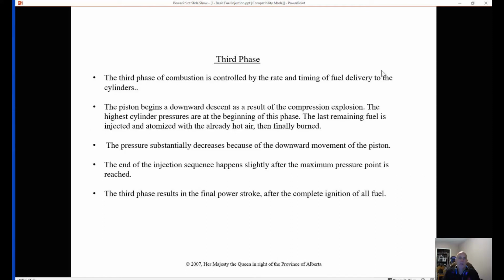The third phase of combustion is controlled by the rate and timing of the fuel delivered to the cylinder. Again, it all depends on the engine load and the requirements. For instance, if I have an engine on high idle, the quantity of fuel injected is very low. But if I'm under full load, even though the RPM is the same as no load, I require a lot more fuel.